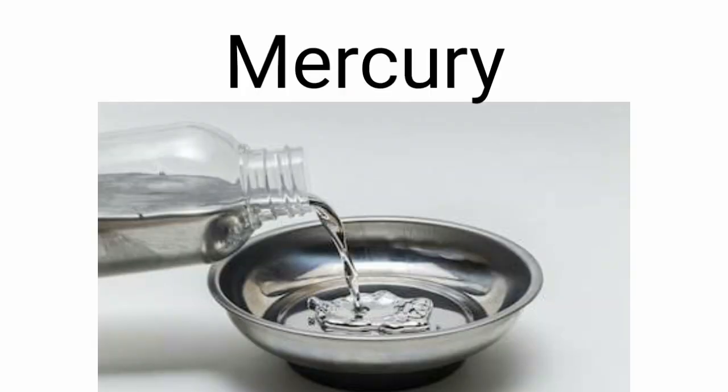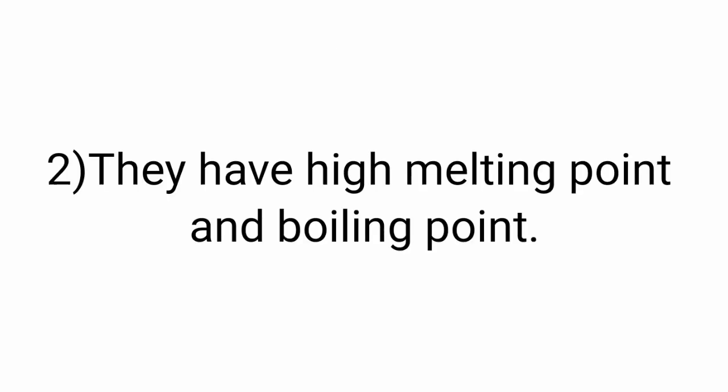Another exception to this rule is that mercury is a metal. Mercury is also a metal, but it exists as liquid at room temperature. Mercury is a liquid metal. Number two property is that they have high melting point and boiling point. Now what is this melting point? The temperature at which a substance changes from solid to liquid form is called melting point. And now what is this boiling point? The temperature at which a substance changes from liquid to gaseous form is called boiling point.